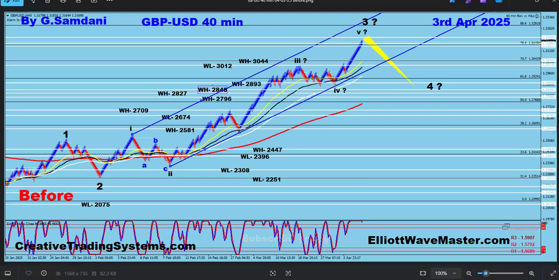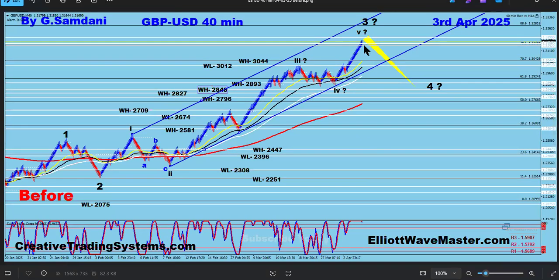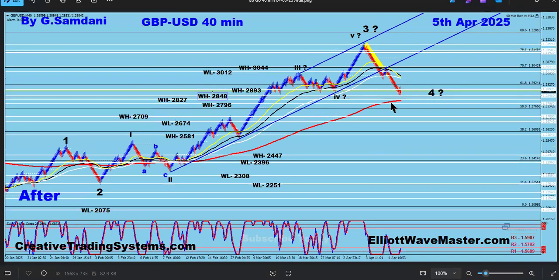So this is which one? Again, take a look. This one, right? So it started to drop, and then here's the entry. My EA took the entry, and then 95 pip. And this chart turned like this, right, on the 5th. So that's exactly what happened.